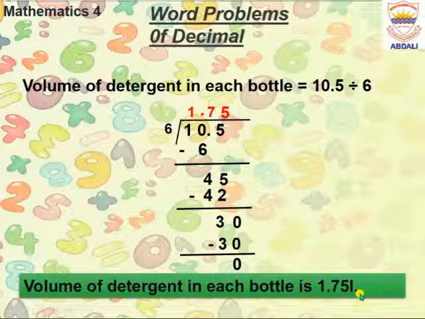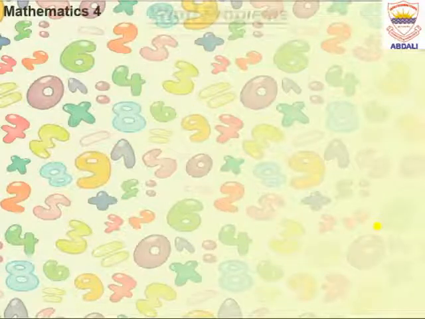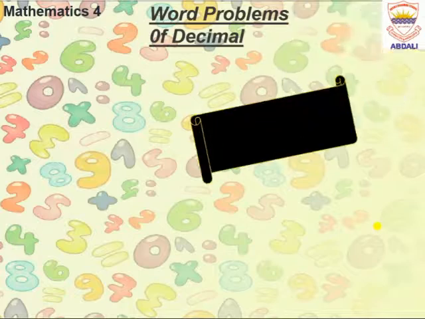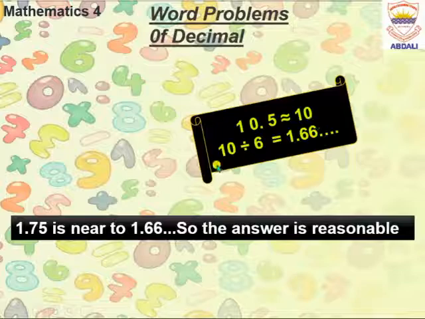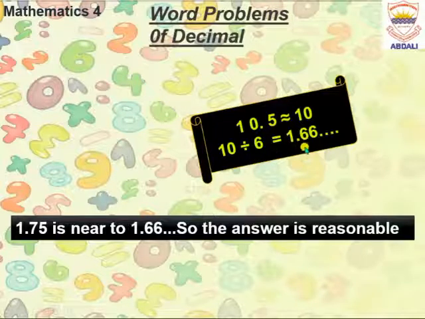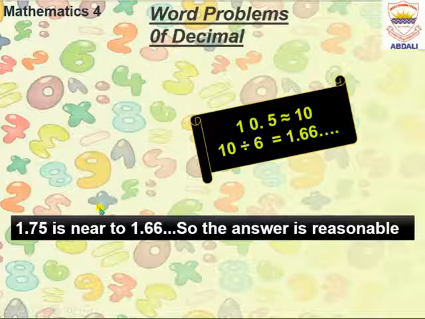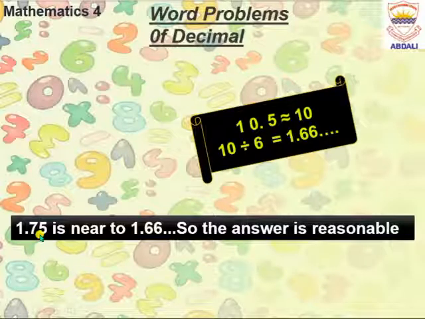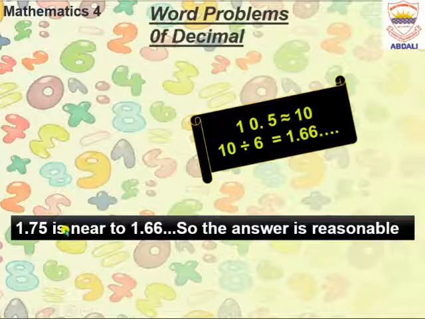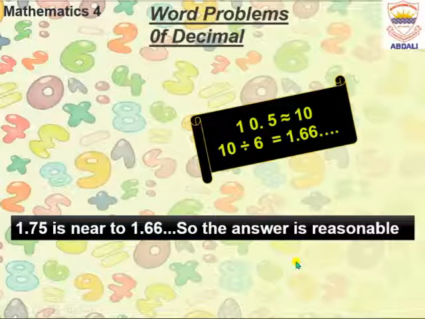Volume of detergent in each container is 1.75 liter. So let's check if it is a reasonable answer. 10.5 is approximately equal to 10. So 10 divided by 6 we will get 1.6666 and so on. Our exact answer is 1.75, which we get after solving the problem. So 1.75 is near to 1.6. So the answer is reasonable.